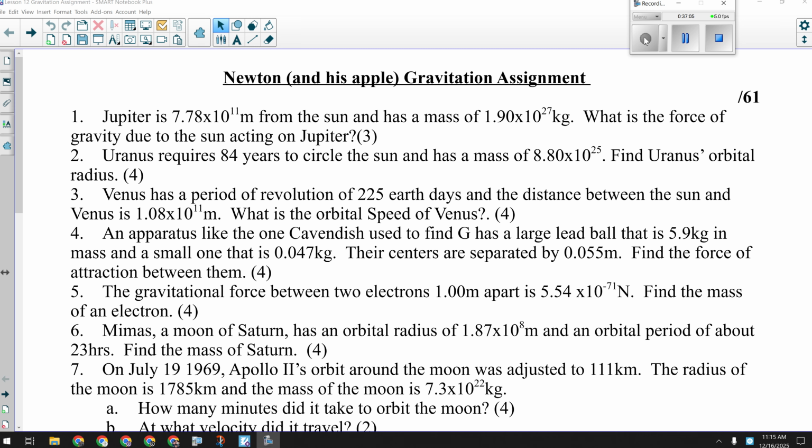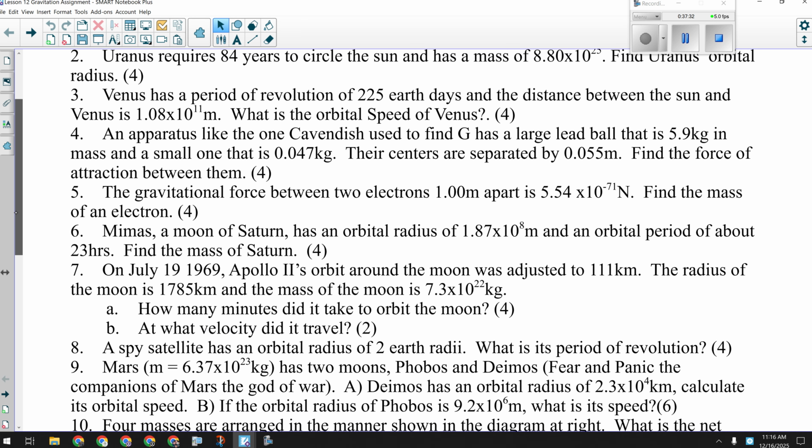Okay, number four, Cavendish and a Cavendish apparatus. We didn't talk about this very much, but a Cavendish apparatus is what we call a torsion balance. So there's two really big masses and two really small masses, and gravity pulls them towards each other. You're just looking for the force of gravity here using that formula. You know their masses, you know how far apart they are. Don't overthink it.